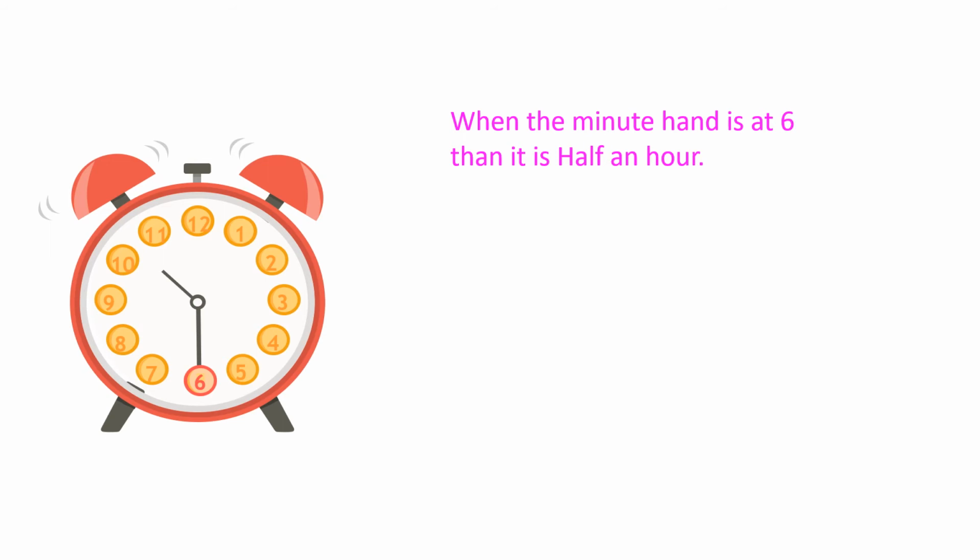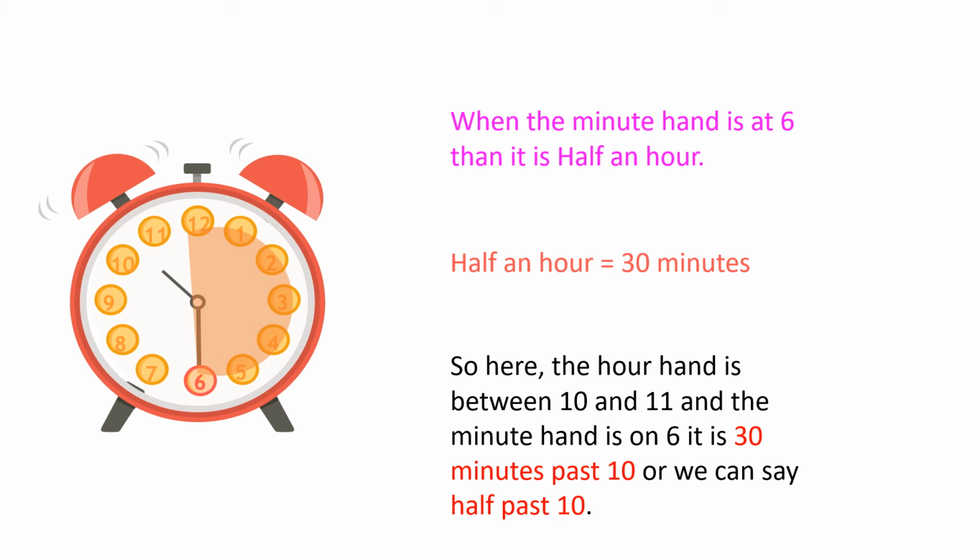Now look at this clock. The minute hand is on 6 and the hour hand is between 10 and 11. When the minute hand is at 6, then it is half an hour. Half an hour is equal to 30 minutes. So here the hour hand is between 10 and 11 and the minute hand is on 6. It is 30 minutes past 10, or we can say half past 10.